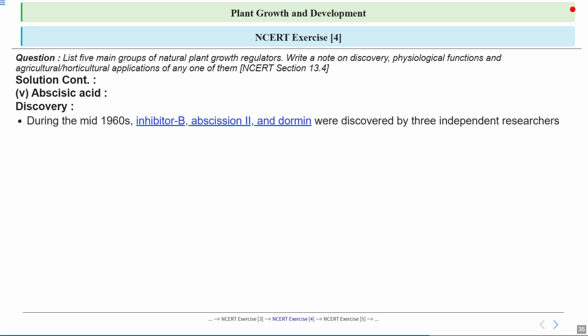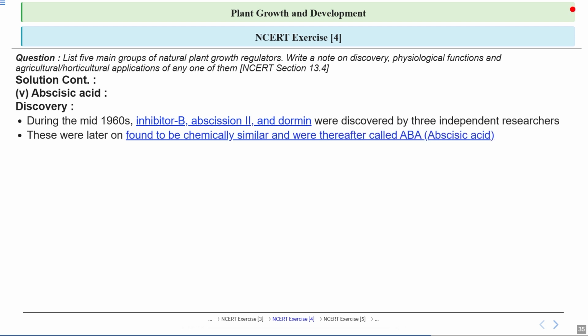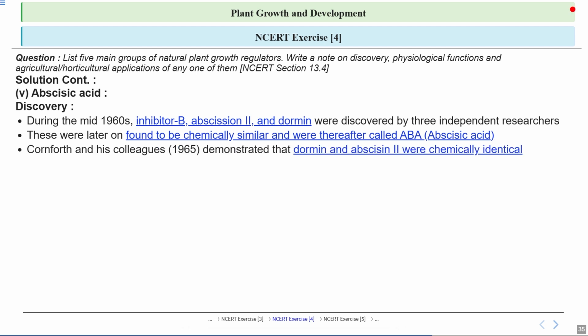Talking about its discovery, in the mid 1960s, three different researchers discovered substances called inhibitor B, abscission 2, and dormin. Each of these were found in different plants and seem to have similar effects like stopping growth or causing leaves to fall. Later on, scientists realized that these substances were chemically similar. They were all forms of the same compound, which was then named abscisic acid or ABA.